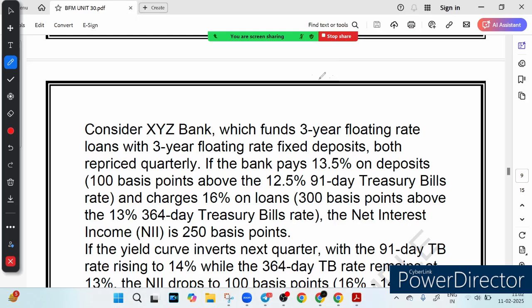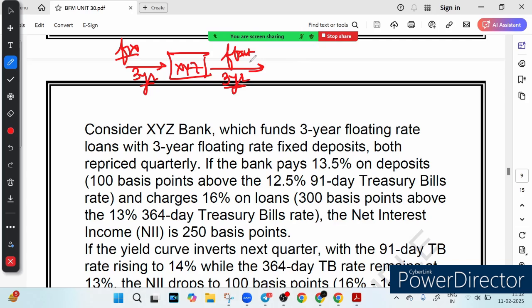This is our XYZ bank. It gives a 3-year floating rate loan and funds it using a 3-year fixed rate deposit, not floating. The deposit is fixed, but the loan is floating. Is it clear? Now both adjust every quarter. Fine. Let's see how the bank makes money.